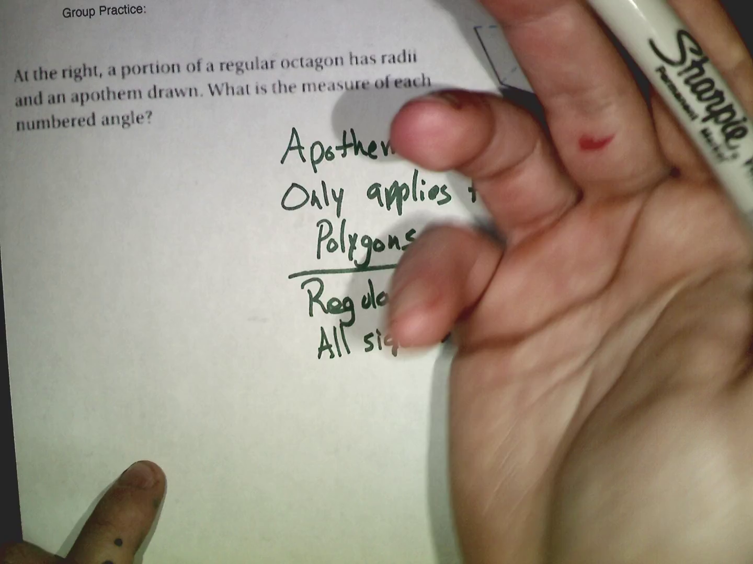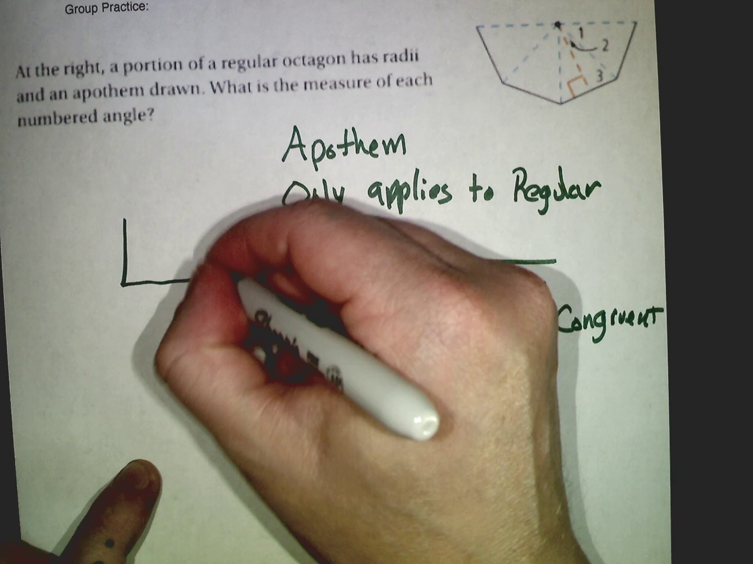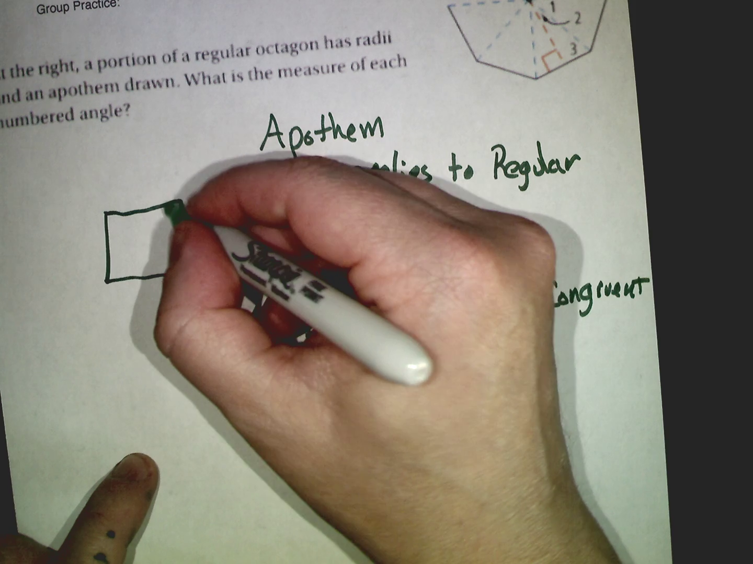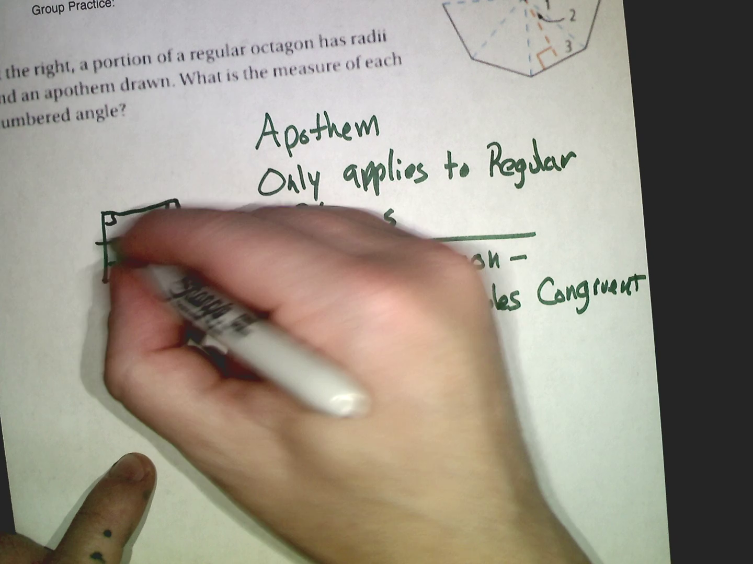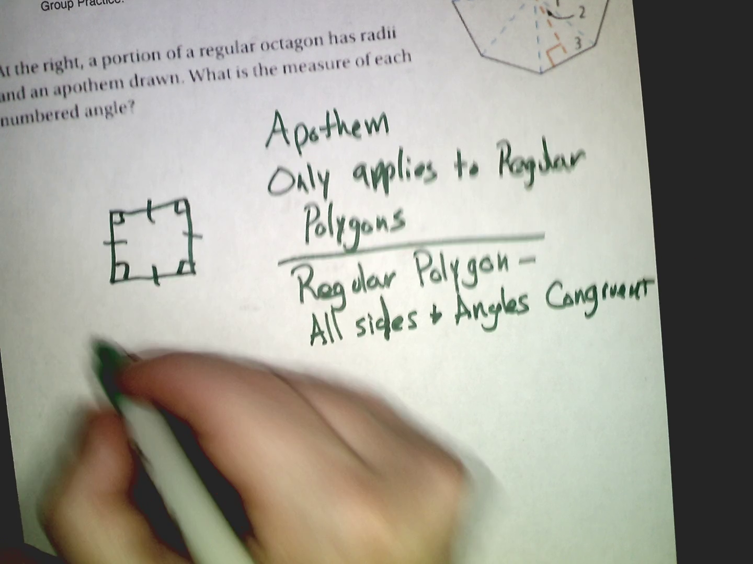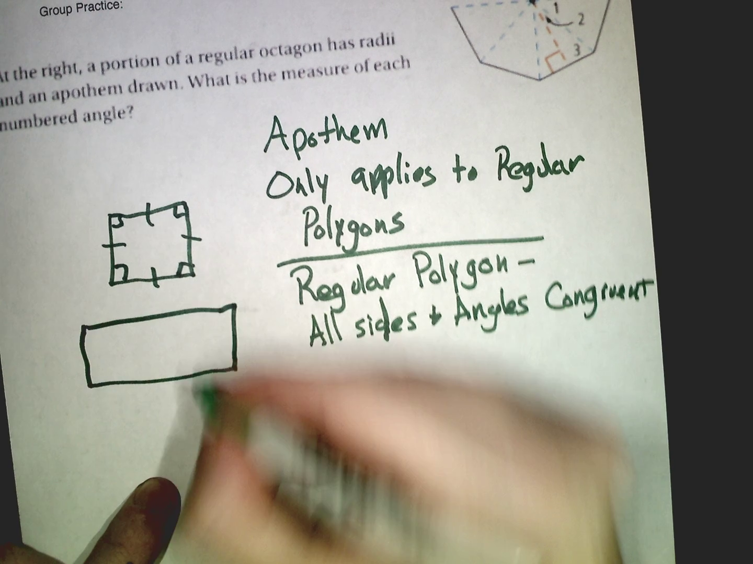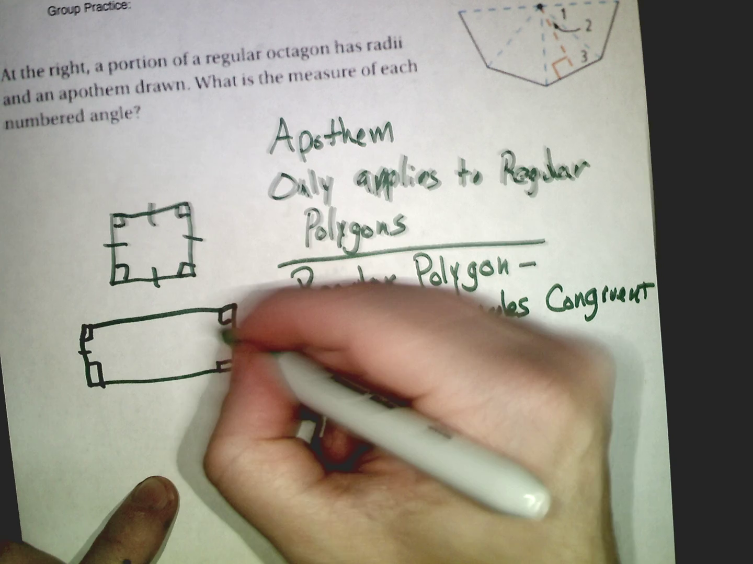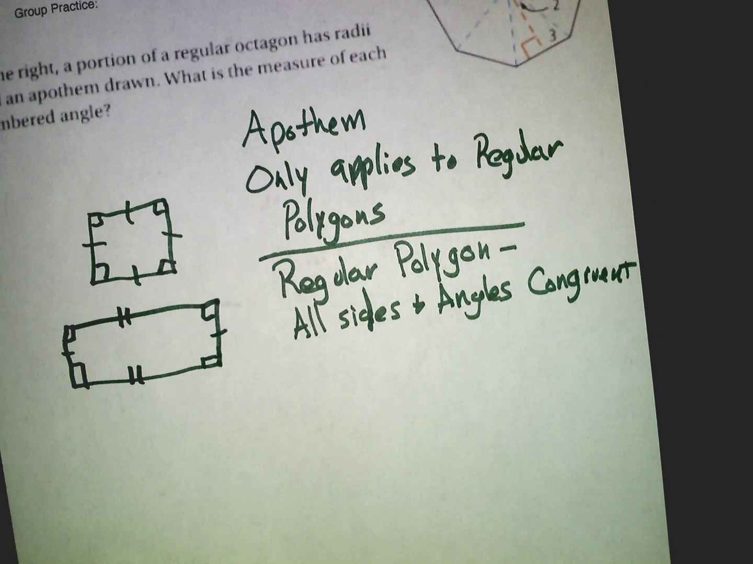The most common regular polygon I can think of is a square. All four sides are the same. All four angles are 90 degrees. Now, look at its cousin, the rectangle. It's not a regular polygon. Every angle's the same, but these two sides are one length and these two are another, so they're not all the same length.